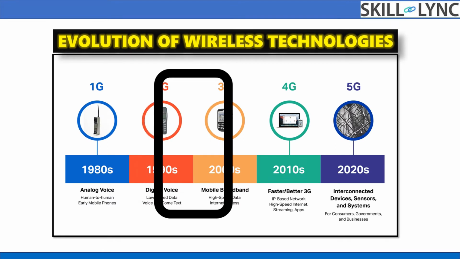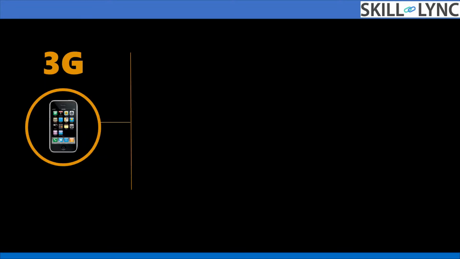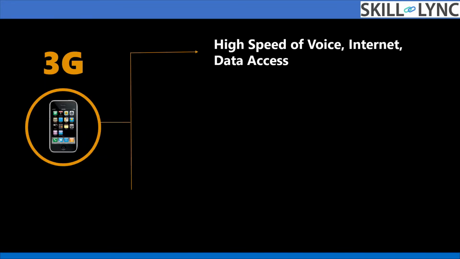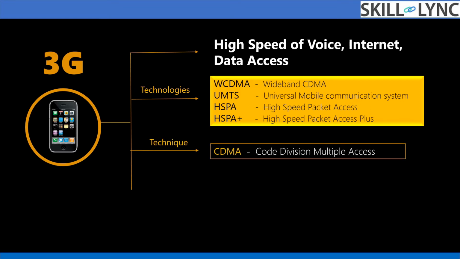Then comes the third generation, 3G, which was first introduced in 1998 in Japan by NTT. High speed voice, internet, and data access became possible with the increased bandwidth. 3G used the technology standards WCDMA, UMTS, HSPA, and HSPA+, and the multiplexing technique used was CDMA. Maximum speed achieved was 40 Mbps with HSPA+. You can notice that your phone connects to H+ when 4G isn't available.